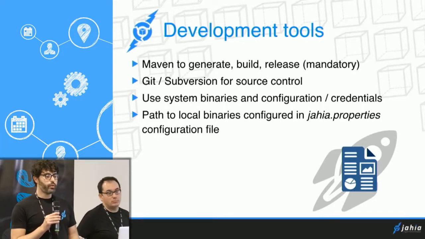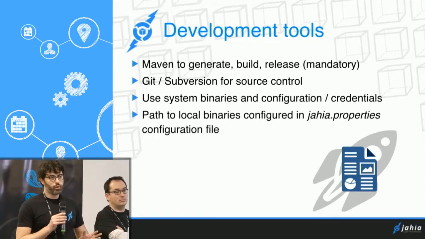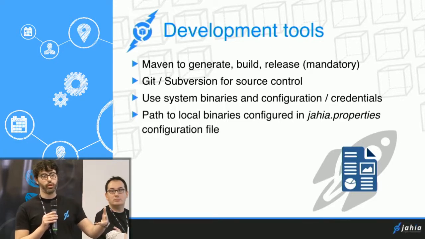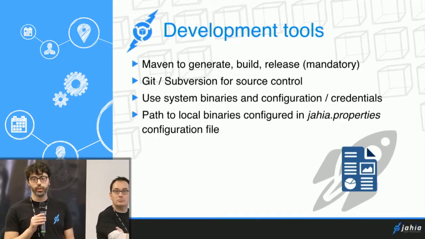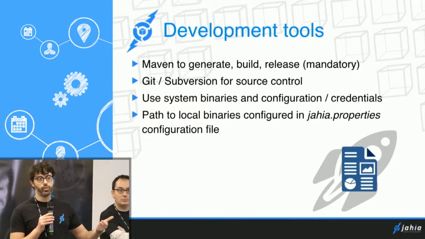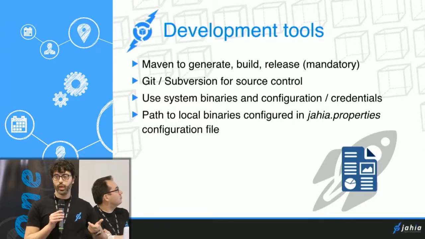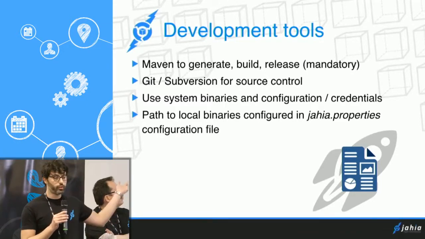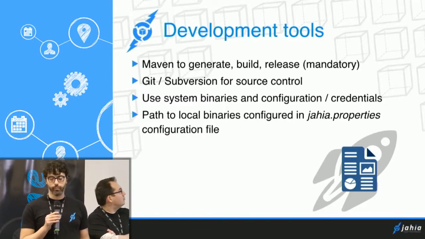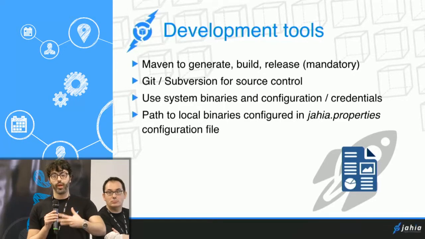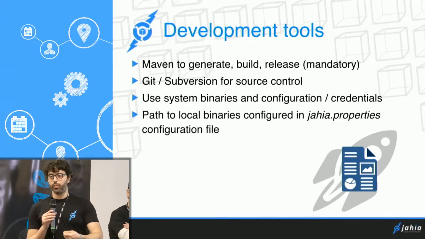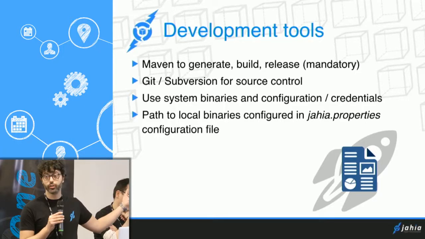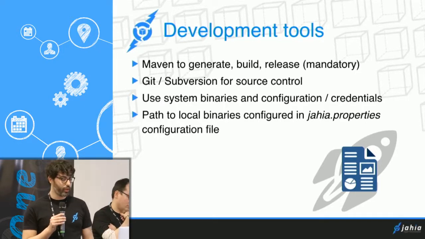We are using the system binaries and configuration and the credentials. So basically, when you install your development environment, whether it's on an integration server or on your local machine as a developer, you're going to give the path to the SVN, Git, and Maven binaries, and we will use your system credentials to connect to, for instance, the Subversion or the Git repository. So there's no additional parameter. You're not reusing your Jahia credentials to commit. You're using your real SVN or Git credentials.